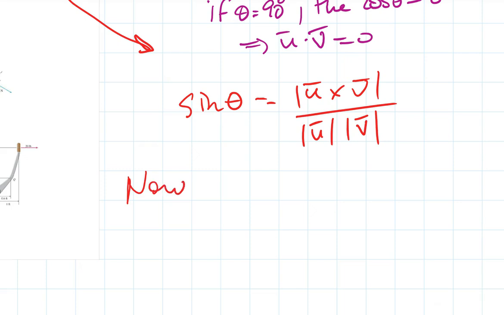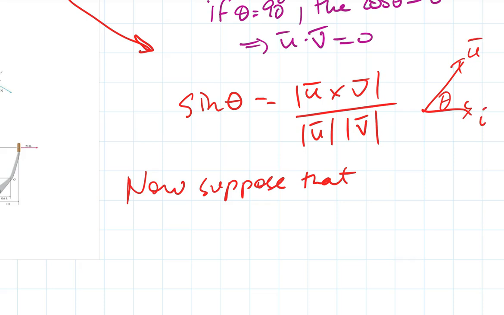Now suppose that, okay, so remember theta is the angle between u and v, right? You have u and v. Theta is the angle between them. All right. Geez, I'm not writing very well today. Suppose that theta equals 0.